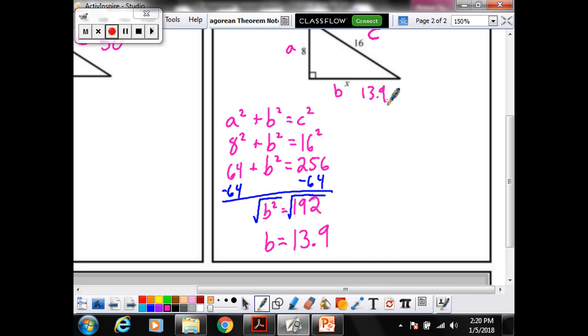Right? Key thing to remember is just note that this is your Pythagorean theorem. A and B are your legs, so the shorter sides, and C is always the hypotenuse, or the longest side of the triangle.